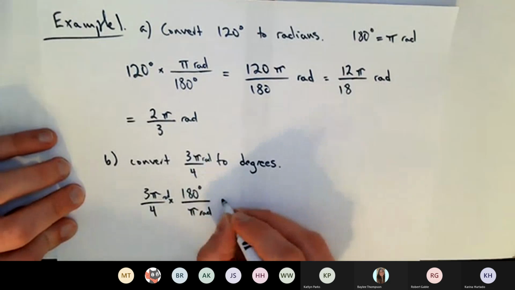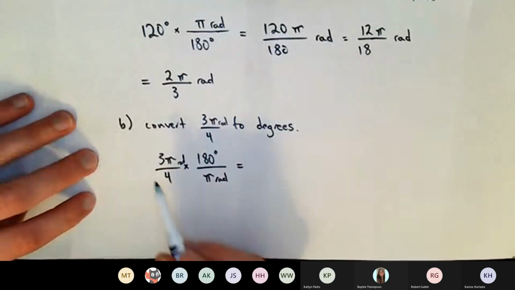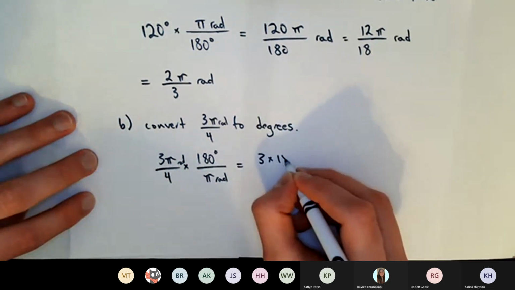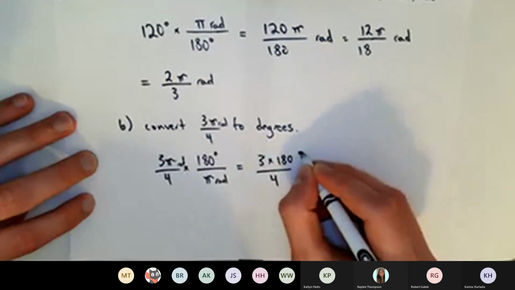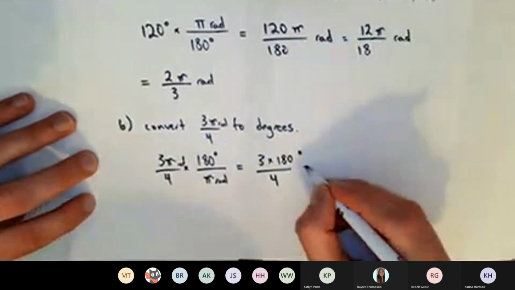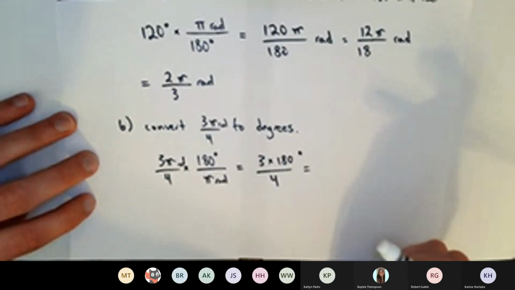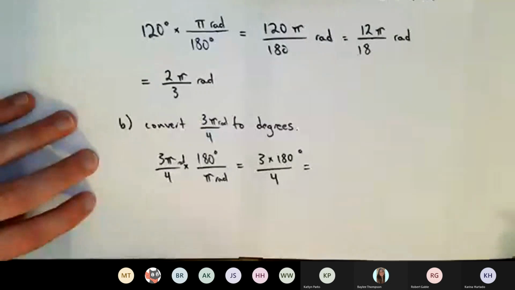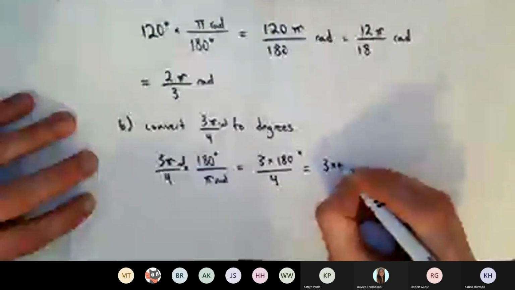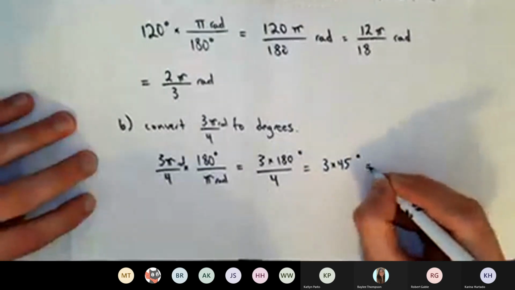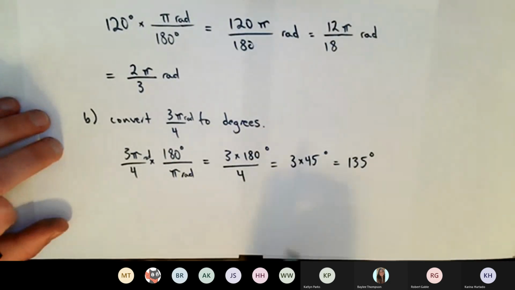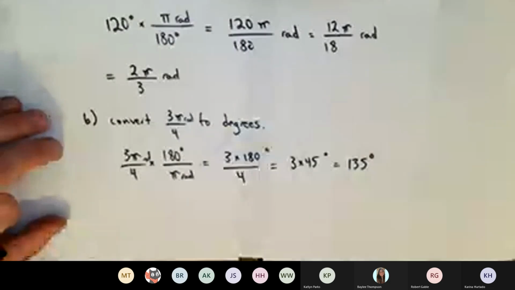I'll put my 180 degrees on top. The unit radians cancels, and in fact, the pi cancels, so I end up with 3 times 180 all over 4, and this is in degrees now. I just need to clean it up. So how many times does 4 go into 180? 45. Right, 45. So I end up with 3 times 45, and this is measured in degrees, and that's giving me 135 degrees. So 3 pi over 4 radians is 135 degrees.